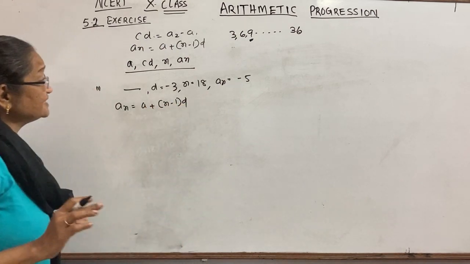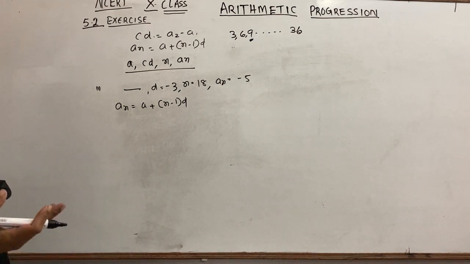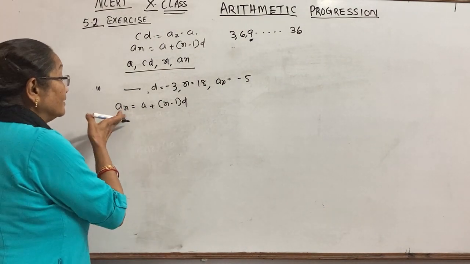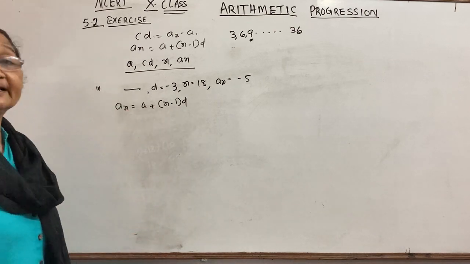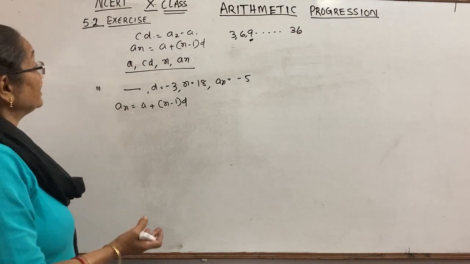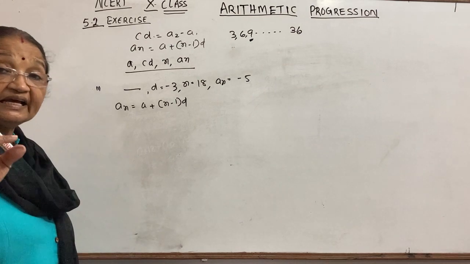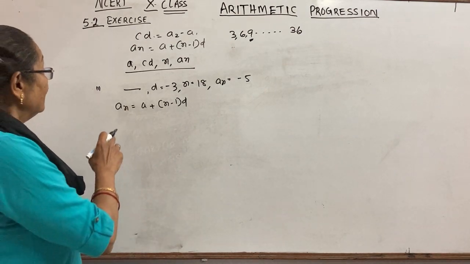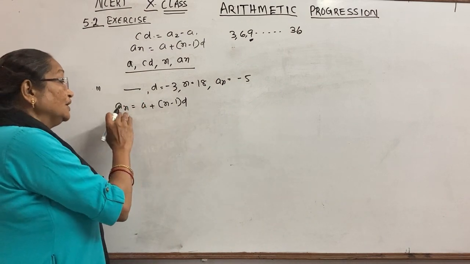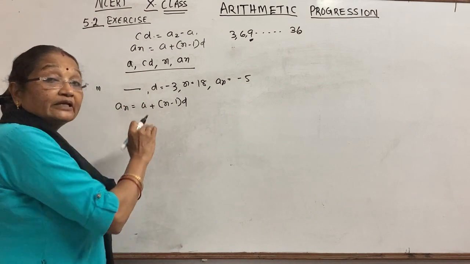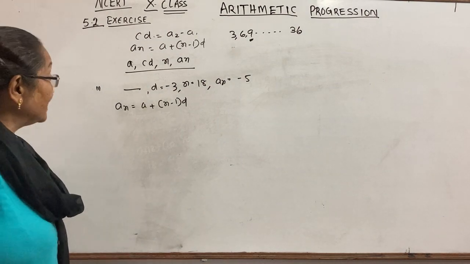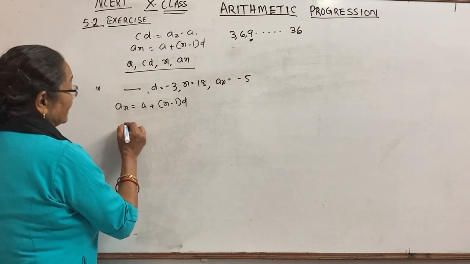See how it is: in these four things, he gives three things and asks for the fourth. We put in the same formula and find it. You see in this sum, he is giving 3 things and asking any one, the fourth one. Whatever you want to take out, you have to take out depending on this formula. So now what do we do? an is minus 5.